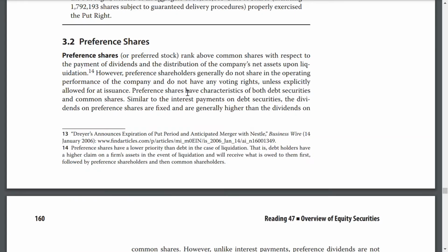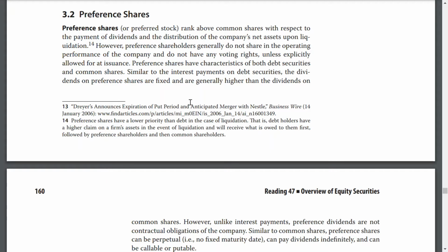Preference shares are stock that ranks above common shares with respect to the payment of dividends and the distribution of the company's net assets upon liquidation. However, preference shareholders do not share in the operating performance of the company and do not have voting rights unless explicitly allowed for in the issuance. Preference shareholders have characteristics of both debt securities and common shares.